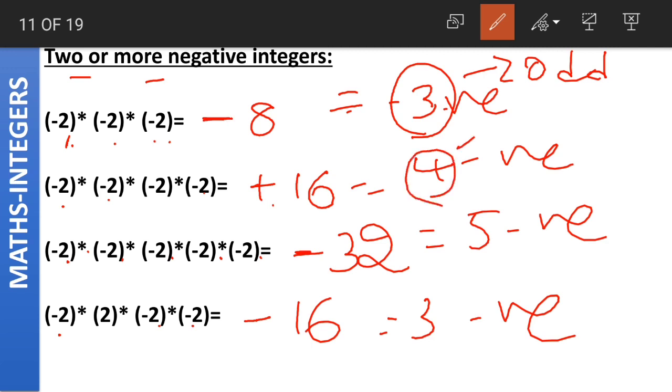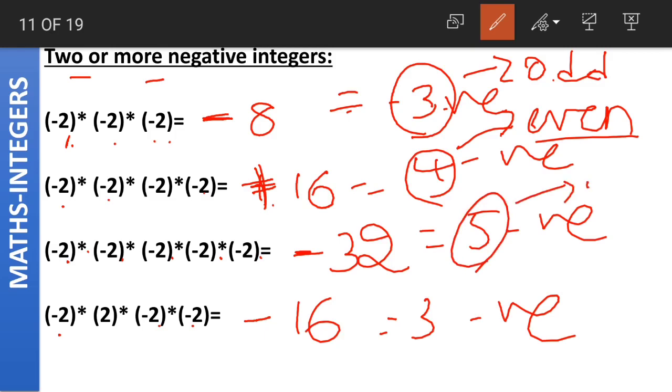And 4 is what? 4 is an even number. So when we have an even number of negatives, the answer will be positive. Understood? When the number of negatives is odd, the result will also have a negative sign. When the number of negatives is even, the result will also have a positive sign. Again, 5 is an odd number, so the result had a negative sign. Remember, here 5 means 5 negative signs.